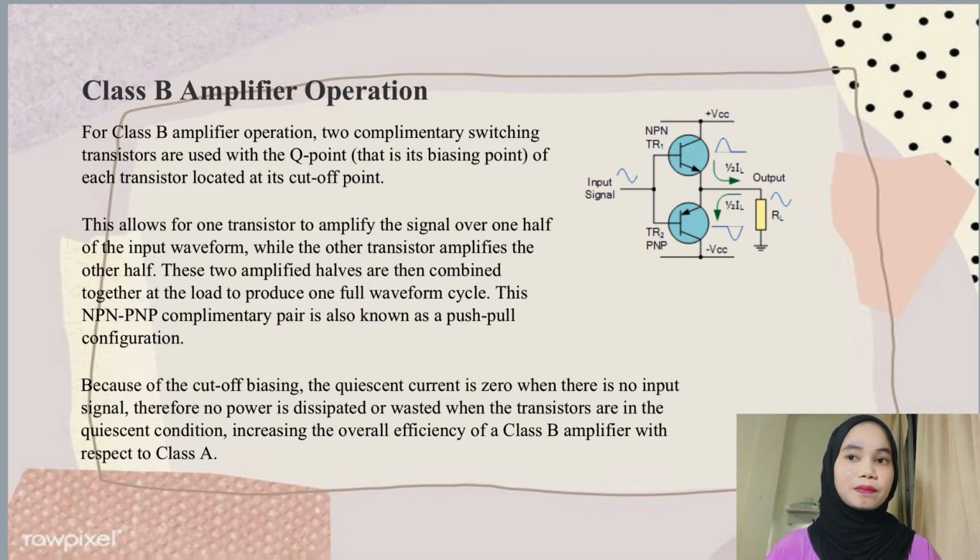This NPN-PNP complementary pair is also known as a push-pull configuration. Because of the cut-off biasing, the quiescent current is zero when there is no input signal. Therefore, no power is dissipated or wasted when the transistors are in the quiescent condition, increasing the overall efficiency of a class B amplifier with respect to class A.